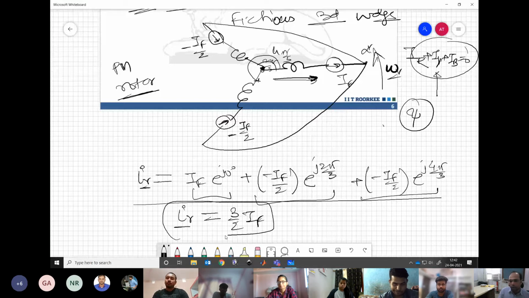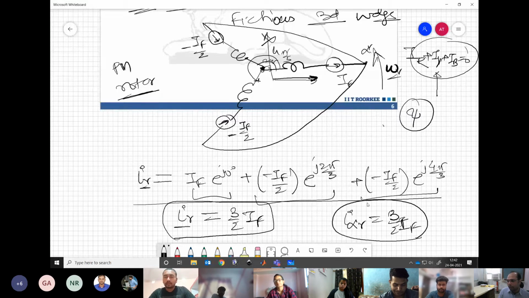There is no component along the beta r. Beta r component is 0. Only I alpha r, and this is the value of that component. For convenience we do this, because we have freedom. You can actually put IF somewhere else and here minus IF by 2. So it will be rotated by some angle. But the only thing is you will be increasing your complexity, adding another imaginary term over there. Clear, right?